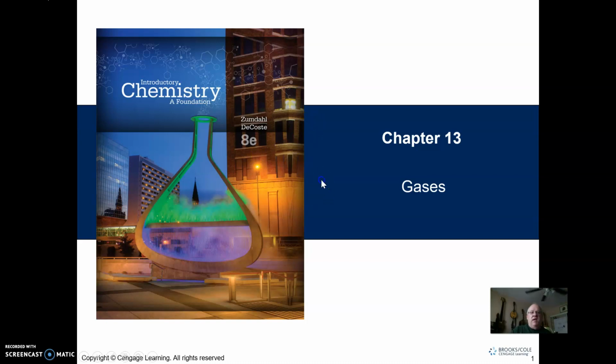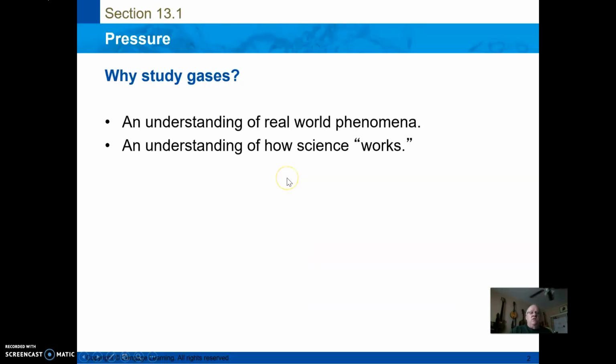Okay, chapter 13. So why do we study gases? Gases are understanding of how the world works. I mean, we live in gas. We walk in gas. We're made up of gases. It's an understanding of how gases work. You get a really good understanding of how science works.